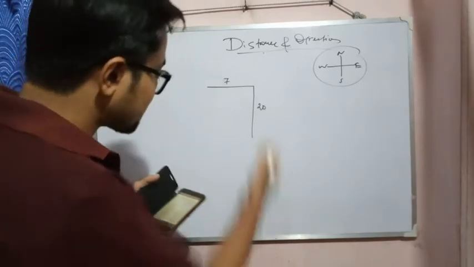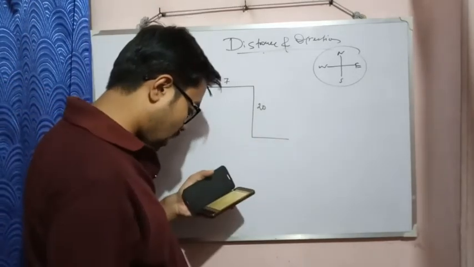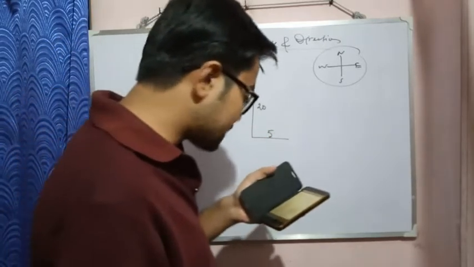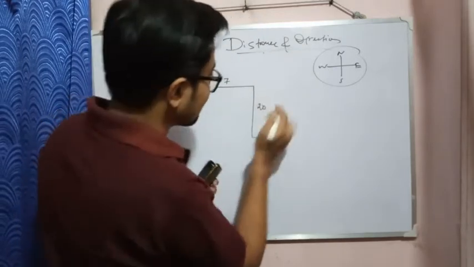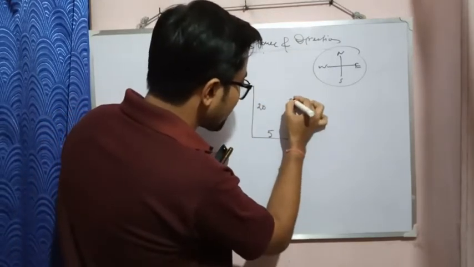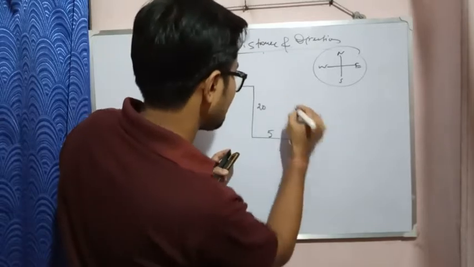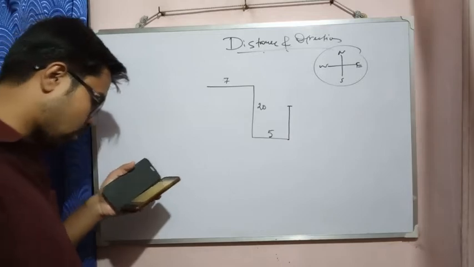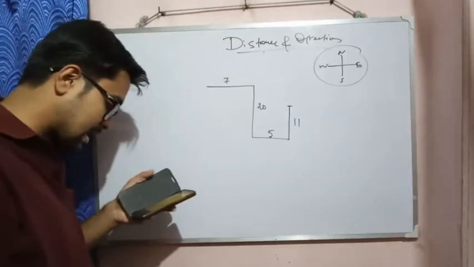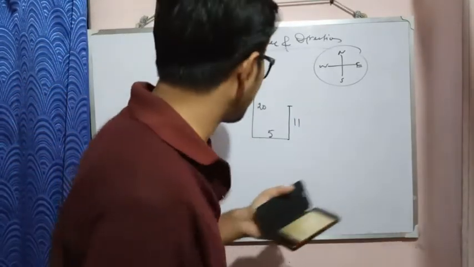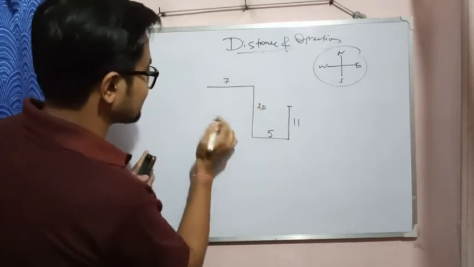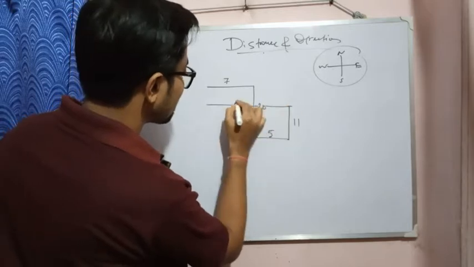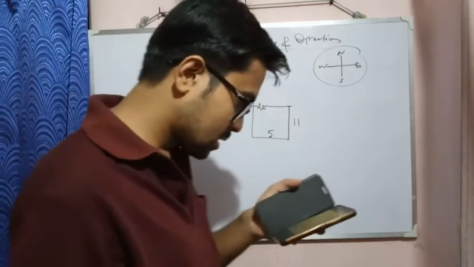Then he turns to his left and walks 5 kilometers. Clear? Then he turned to his left and moved 11 kilometers. That means north direction. Here is 20. This is the 11 point. Then again he turned to his left and moved 12 kilometers. That means this is the 5, this is the 7. So this is the point. 12 kilometers.